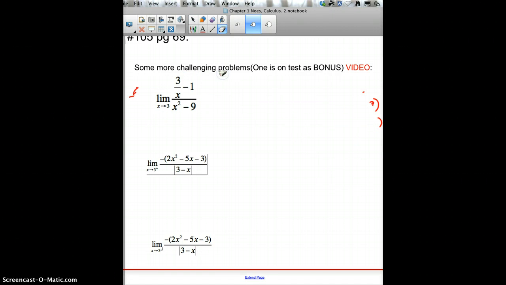With these absolute value ones, again, you need to be really careful, but first thing I would do is try putting in the 3, and I'm going to get a 0 over 0. The next thing I attempt to do is factor.